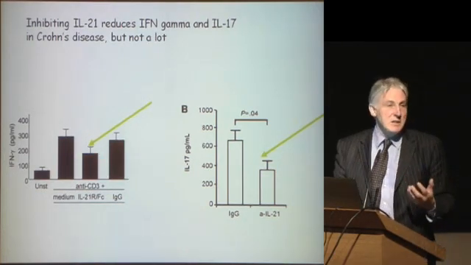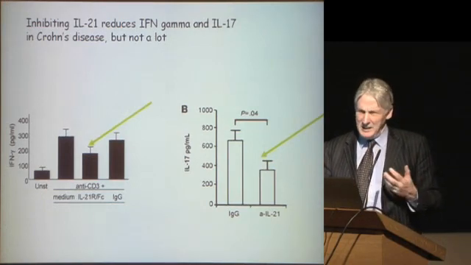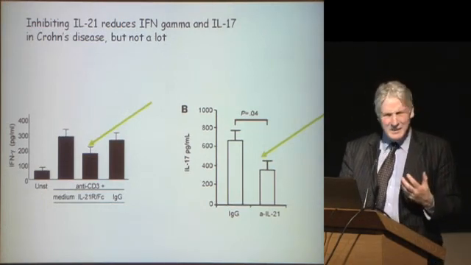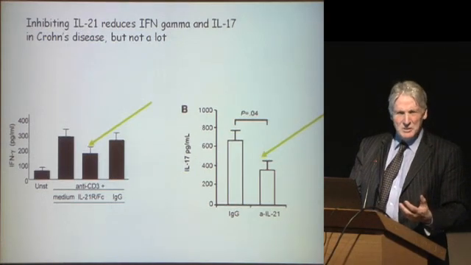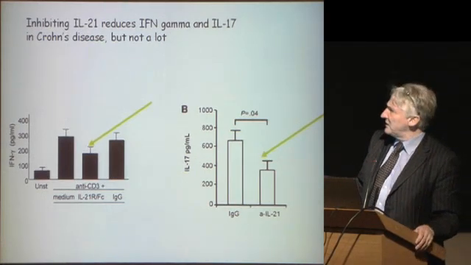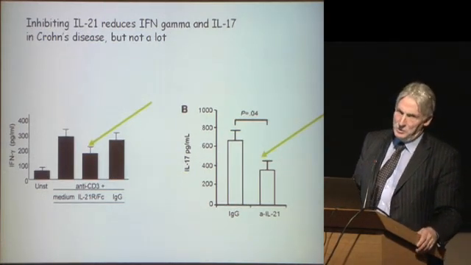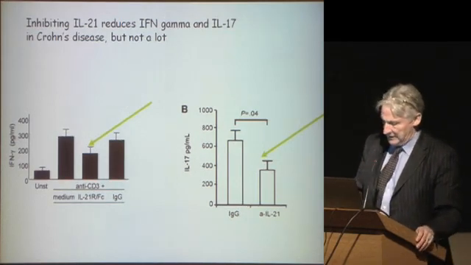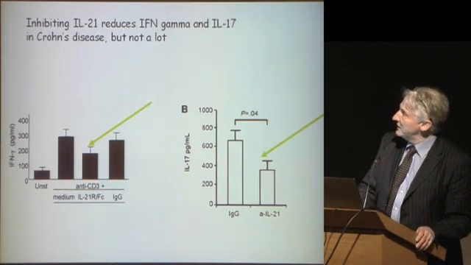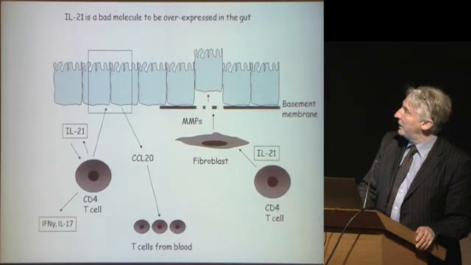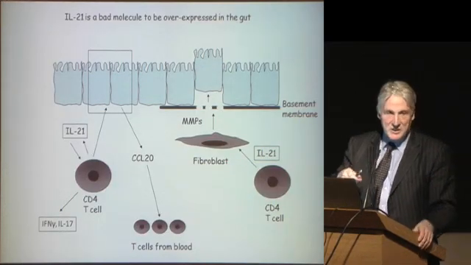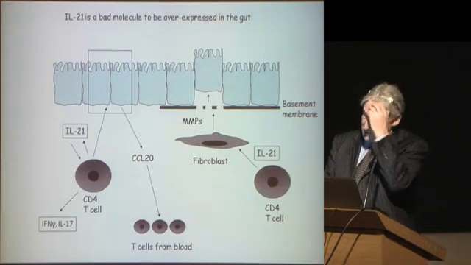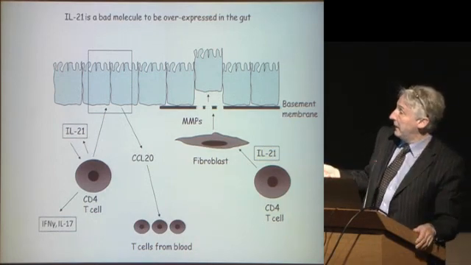And on this data, you would actually say that, well, anti-IL-21 doesn't look a very good candidate to go into patients. Why would you do it? It's really not very effective to get rid of these effector cytokines, although knocking these down didn't make any difference either. The reason why we're slightly more enthusiastic about IL-21 is it does other things, which are all very bad for the gut.